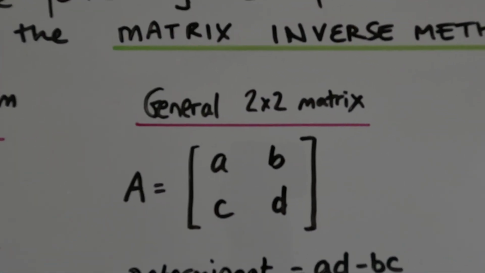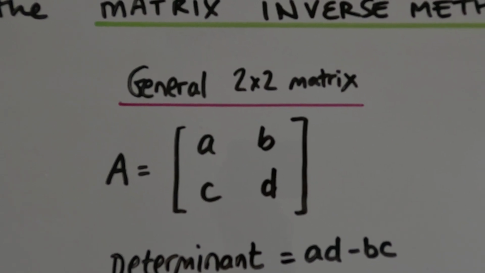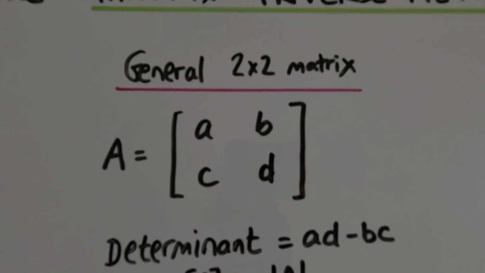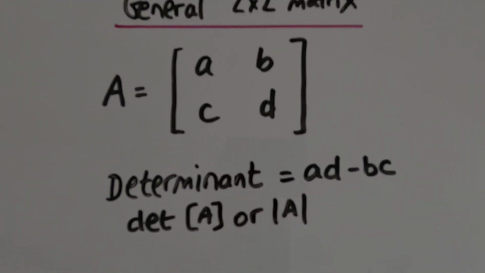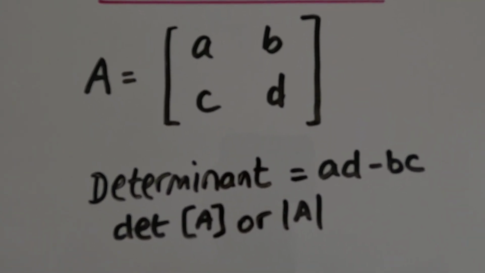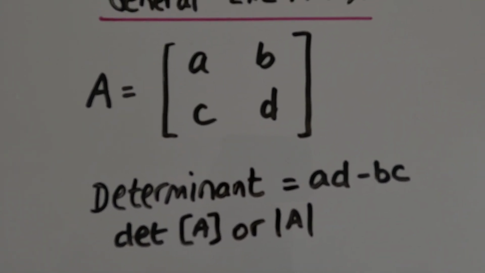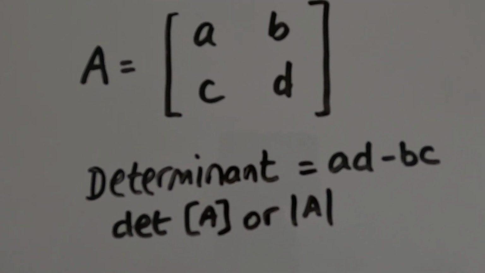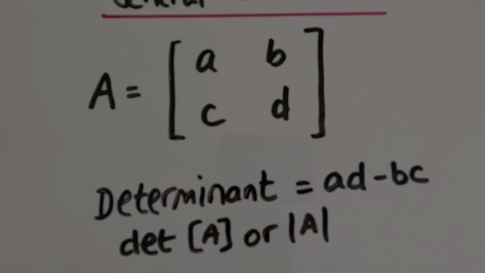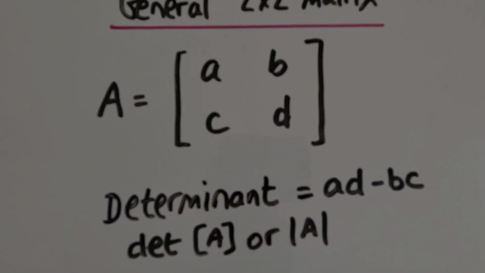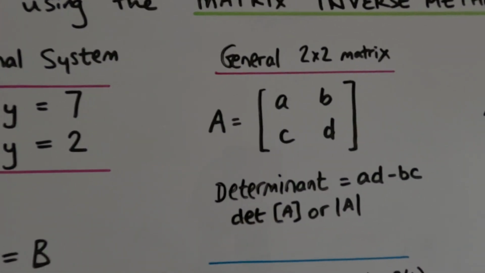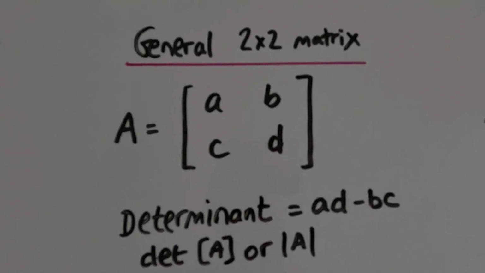So a general 2 by 2 matrix, we'll call it capital A, is given by a, b, c, d. So a is top left, b is top right, c is bottom left, d is bottom right. And we want to know the determinant of that. So for a 2 by 2 matrix, the determinant is equal to ad minus bc. So it's just a number, sometimes written det A with square brackets, or A with two vertical bars either side. So it's very easy to find the determinant of a 2 by 2. So ad minus bc. We'll be looking at that in a minute with a specific example.